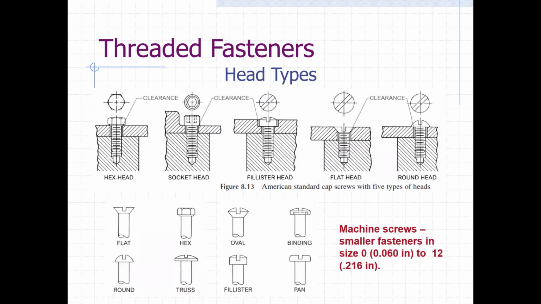Threaded fasteners have different types of head styles, and that's usually one of the first bits of information that is specified, the type of head that the fastener has. You'll see smaller fasteners given, instead of the nominal diameter in the spec, a number 4, a number 6, number 10, number 12. And then we'll get into the fractional decimal sizes as they get larger.